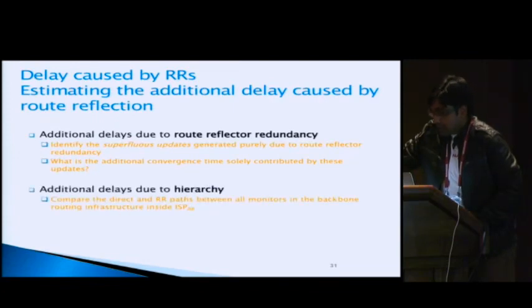So these 2 points we just discussed: if you have the redundant RR and if you have hierarchical RR, both introduce additional hops inside your network. So the prefixes have to be processed by the RR and then finally by the client. So there's additional delay.